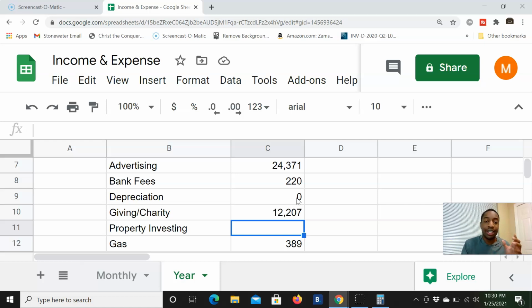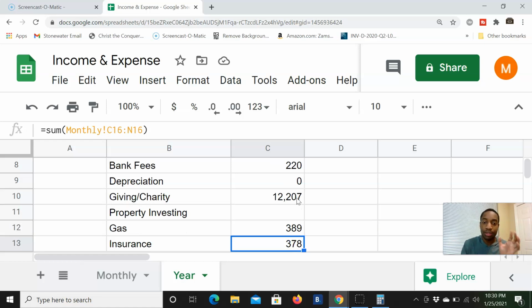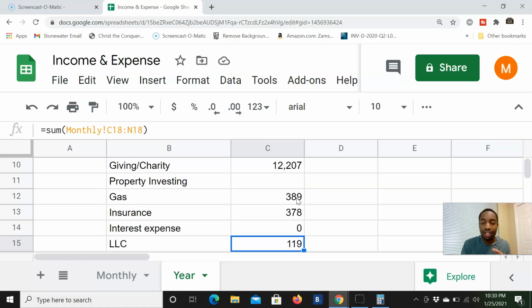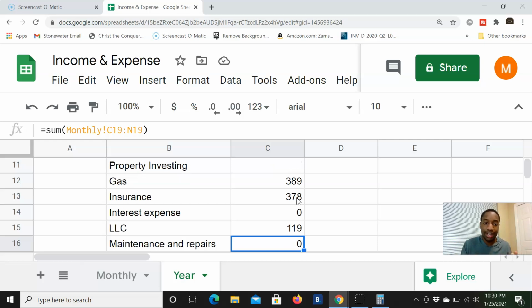Especially as a beginner, right? So I didn't want to put that in yet. Gas, so just for driving around, going to see different properties, I calculated it was around $389. Insurance, $378. I think I put my medical insurance under this LLC. And then LLC expenses, like to register at the beginning of the year for different organization things like registering a new agent and different things like that.